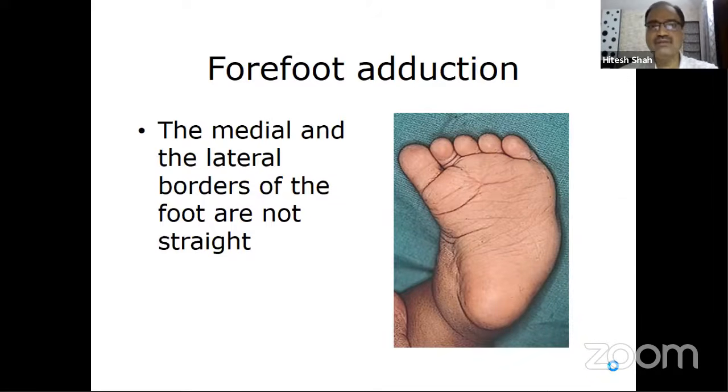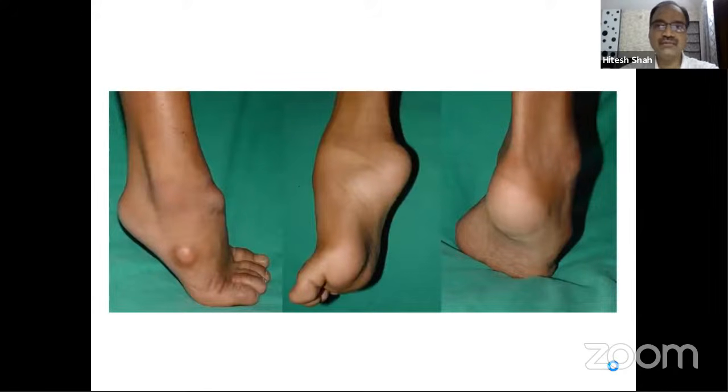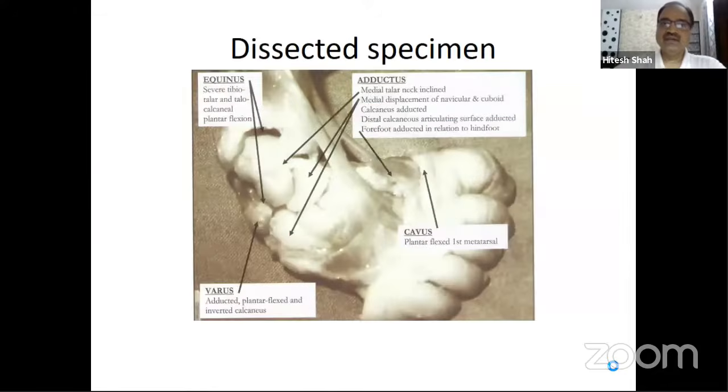There is a difference between forefoot adduction due to clubfoot and metatarsal adductus. The deformity in metatarsal adductus happens at the tarsometatarsal joint, and the deformity in clubfoot happens at the mid-tarsal joint, that is the calcaneocuboid and talonavicular joint. So whenever we see a child with clubfoot, we need to identify what the deformities of the foot are, whether it is hindfoot equinus, hindfoot varus, forefoot adduction, forefoot cavus, or a pronated foot, or everything is there in this child.